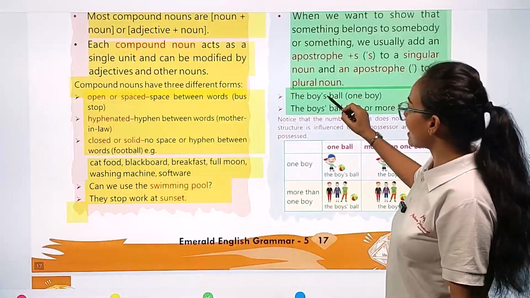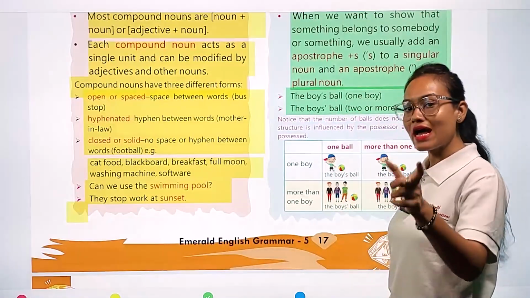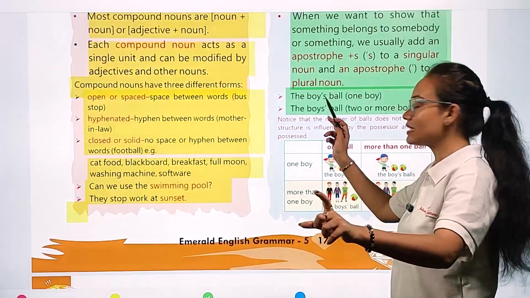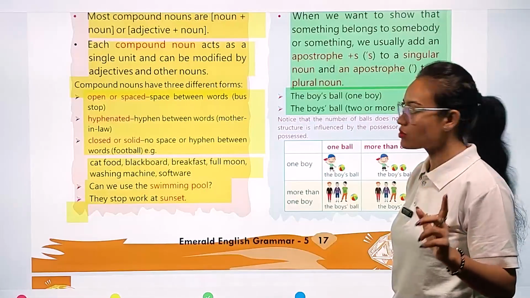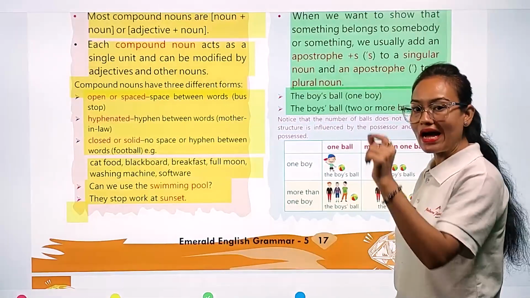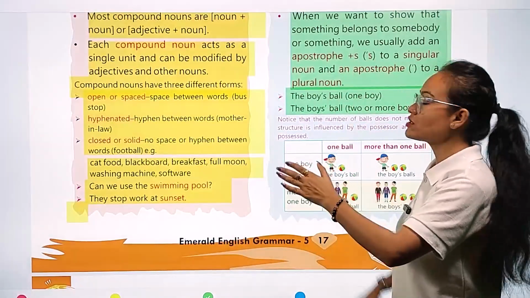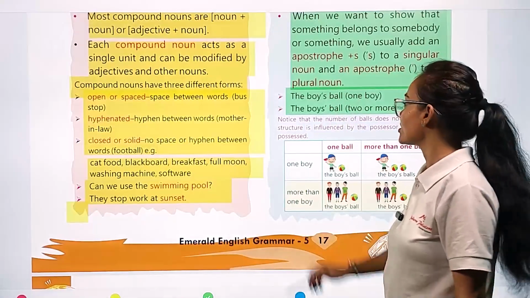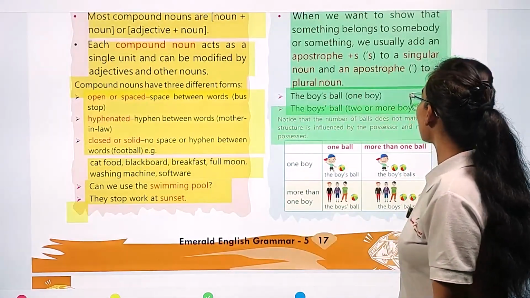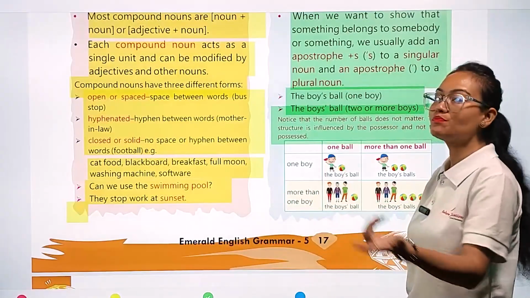Whenever an apostrophe and the letter S are written like this, it means we are talking about the singular form of the noun. And whenever the apostrophe is put at the end of the word after BOYS, it means we are talking about the plural form. There's a difference, remember this point. Notice that the number of balls does not matter. The structure is influenced by the possessor and not the possessed.